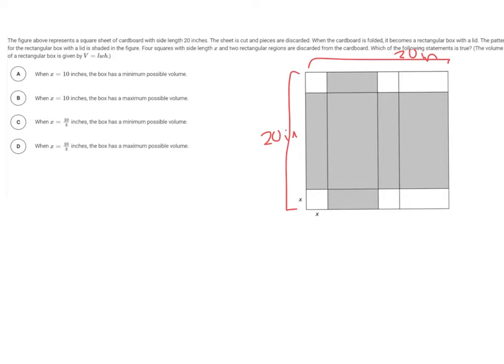So I think the important part of this problem that'll make it a lot easier is being able to visualize what it actually is they're making it into. So it actually is becoming a box. In this box, each of these little heights is actually going to be X. They're folding up these little flaps right here. So you have these flaps there.